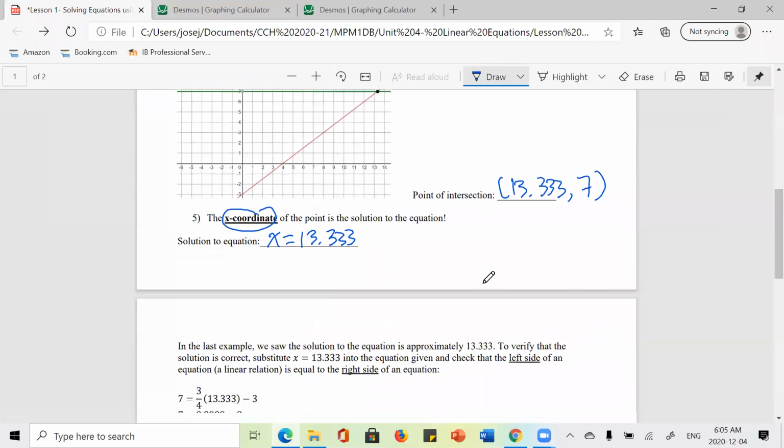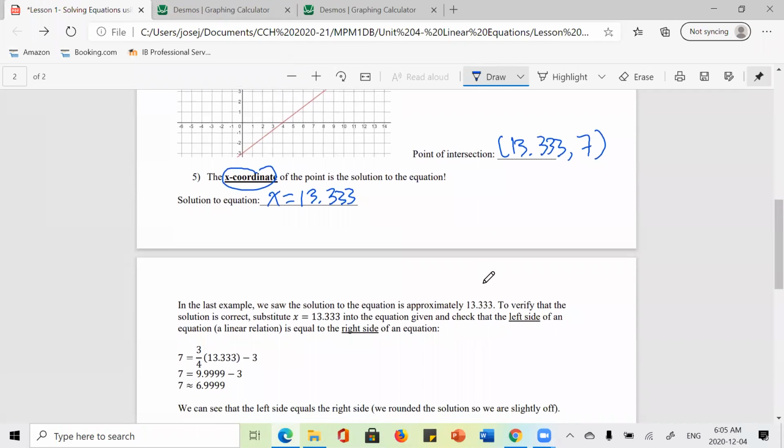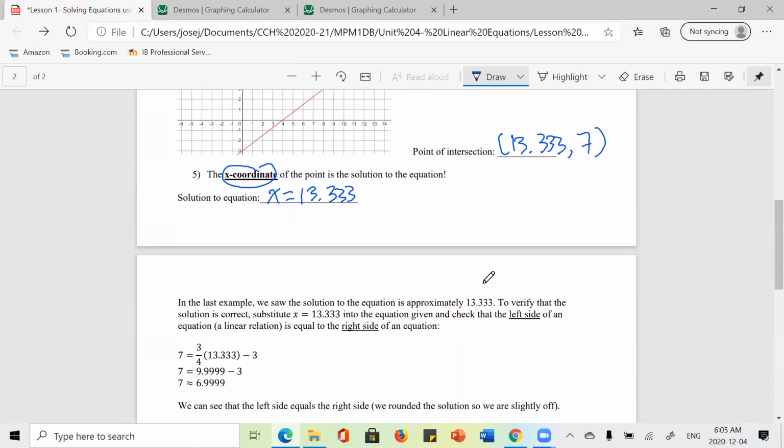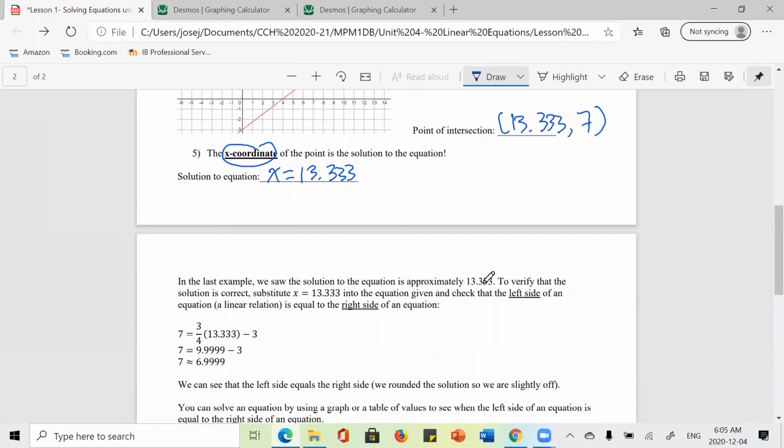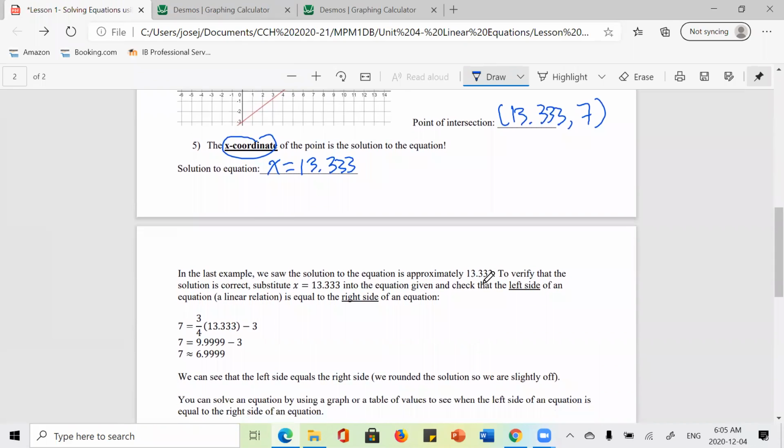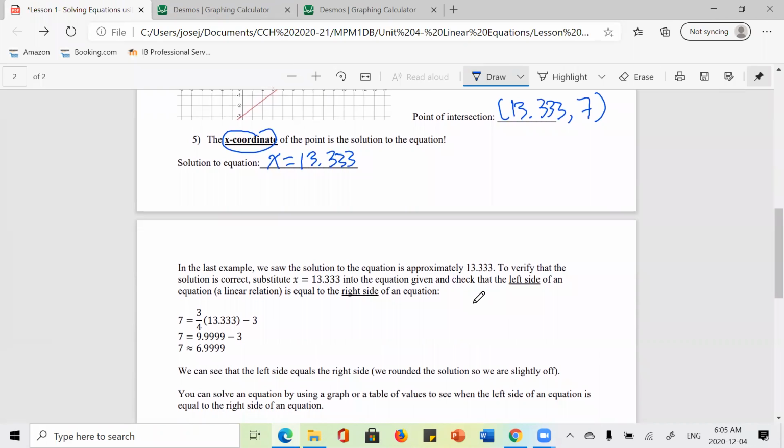So how does this actually work? This is when we get to the algebra part. And again, we are going to learn how to solve equations algebraically. That's actually our next lesson. But for this lesson, we're just focused on using graphs to help us solve it. But once we have the solution, how do we check if it's correct? That's actually pretty easy. We have already covered that before, but I'll go over it again.